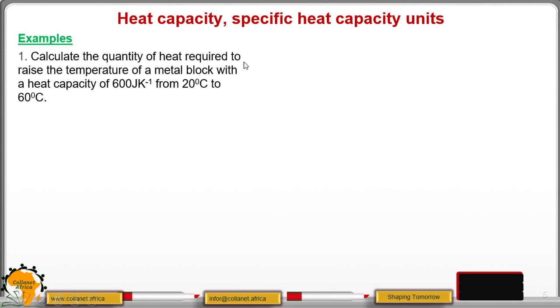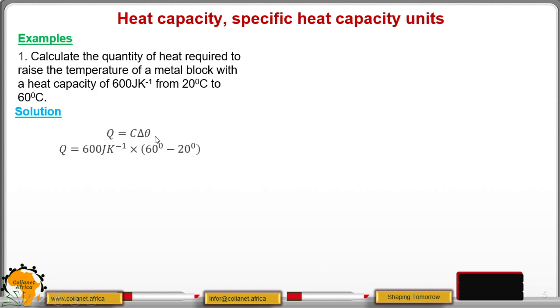Then we proceed to examples. Calculate the quantity of heat required to raise the temperature of a metal block with a heat capacity of this value from 20 degrees to 60 degrees. So we want to calculate the amount of heat required. We have seen that Q is equal to C, where C is heat capacity, multiplied by the change in temperature.